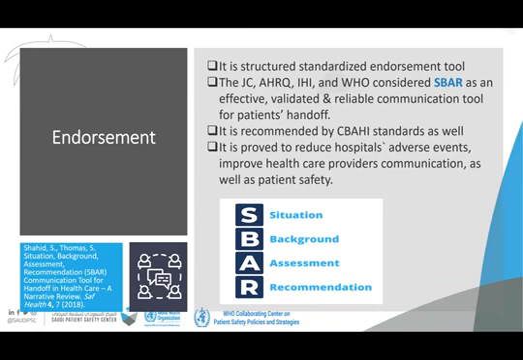So ISBAR: instead of some doing verbal endorsement and some doing written endorsement, which is fine, at least you have a structured process. What is the information that needs to be delivered during the endorsement? So you will have the acronym ISBAR. S stands for the situation of the patient, B background, A your assessment, and then R the recommendation. And it is very important to mention what the recommendation is.